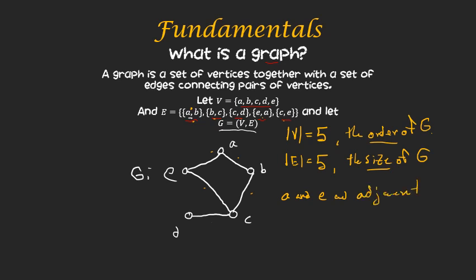At the same time, edges can be adjacent to each other. While vertices are adjacent if there's an edge between them, two edges are adjacent if they share a vertex. So for example, AB and BC are adjacent edges. So vertices can be adjacent, and edges can be adjacent if they share a vertex.